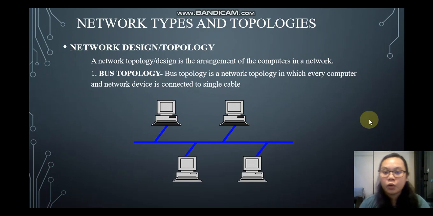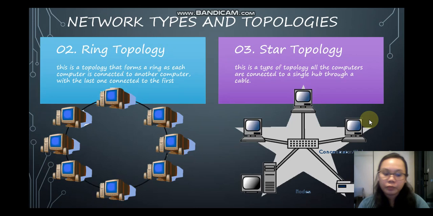Network design or topology. A network topology or design is the arrangement of the computers in the network. For example, bus topology. Bus topology is a network topology in which every computer and network device is connected to a single cable. Ring topology. This is a topology that forms a ring, as each computer is connected to another computer, with the last one connected to the first.